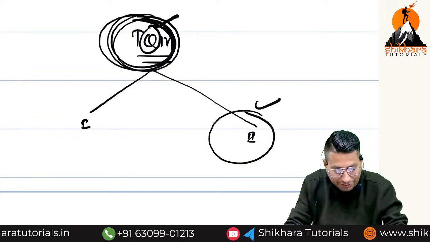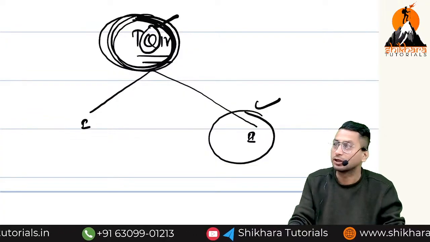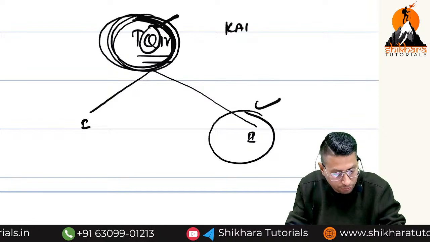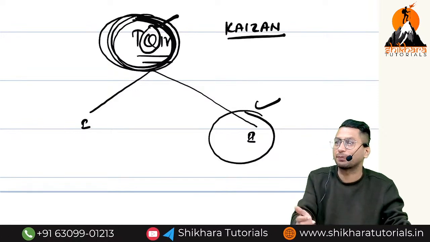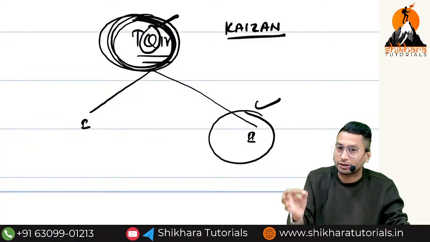And this is a one-time process or a continuous process? Continuous process. That continuous process we call what? Kaizen. It is a Japanese word. Kaizen means continuous improvement.